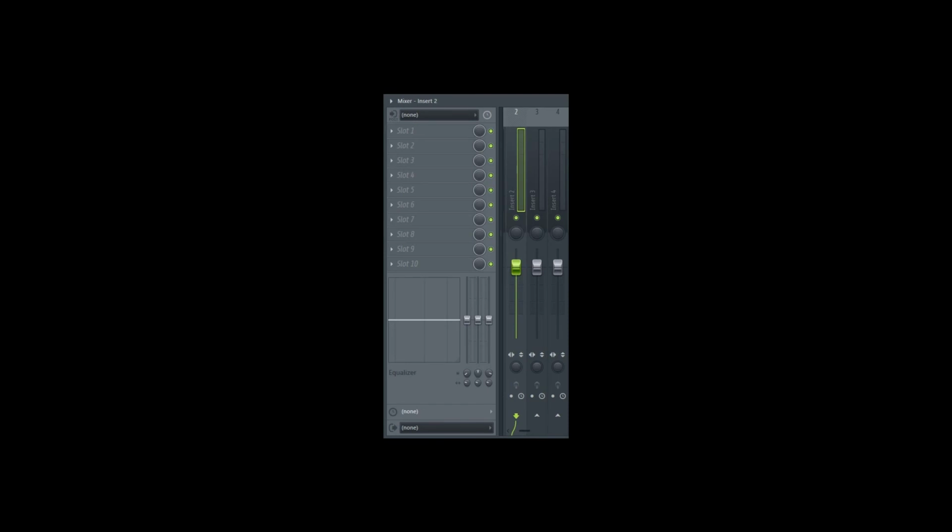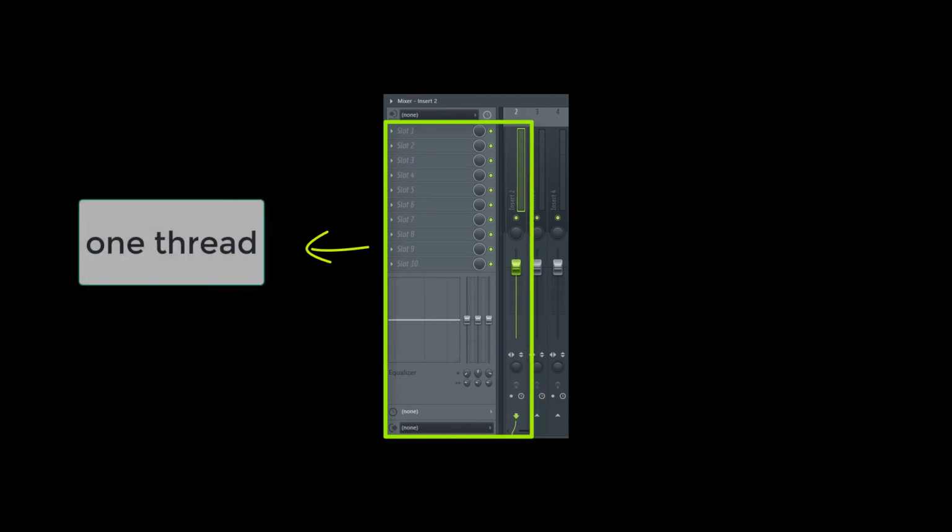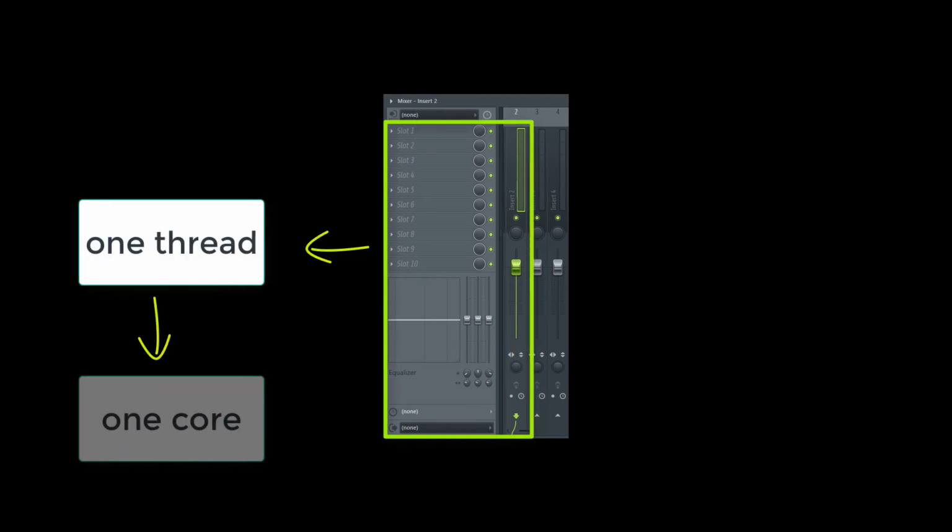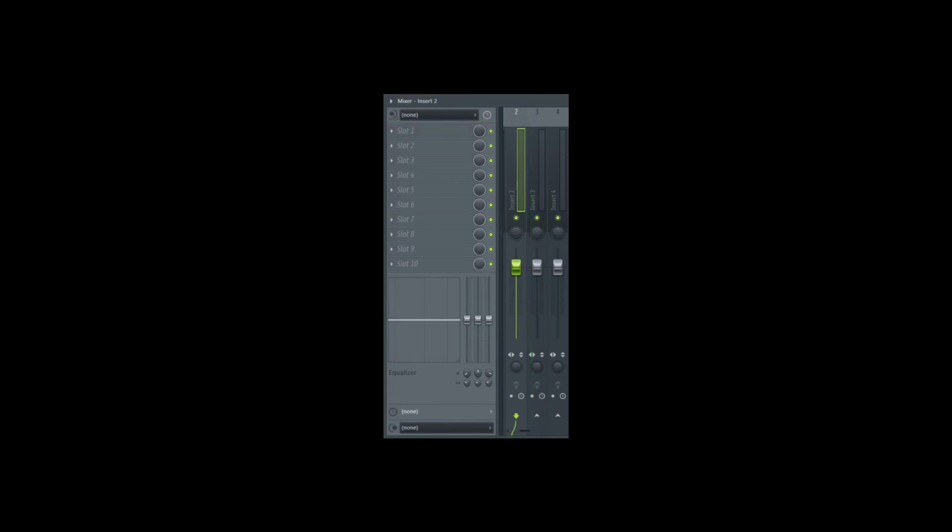At the very end, a mixer track itself is a single signal chain. The sound enters at the top, goes through the plugins, through the EQ, and the final stage with panning, volume, phase, width and delay. This whole chain will always be processed by one thread, and because of that, by one single core. But what happens if we do inter-track routing with sends, buses and sidechains?